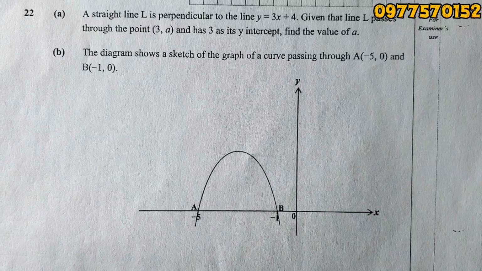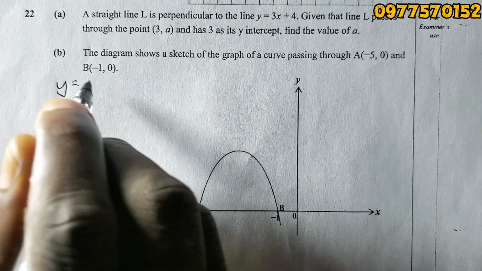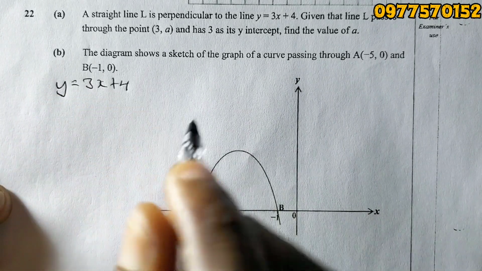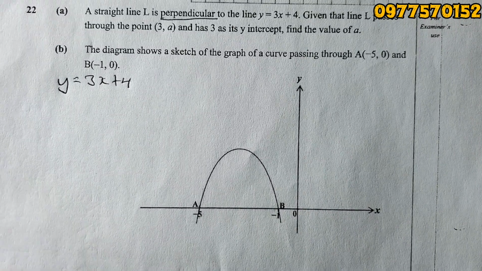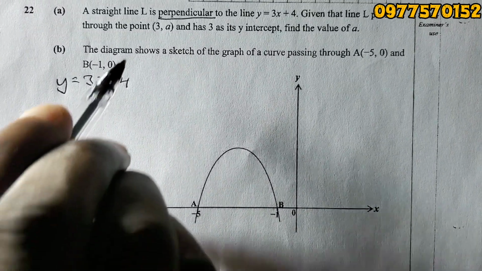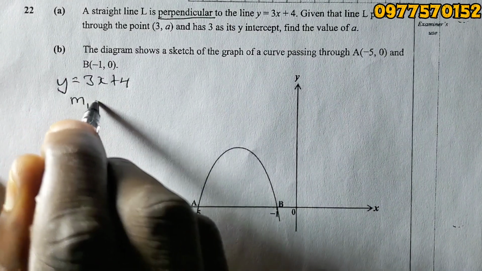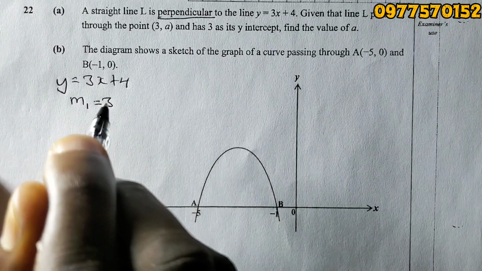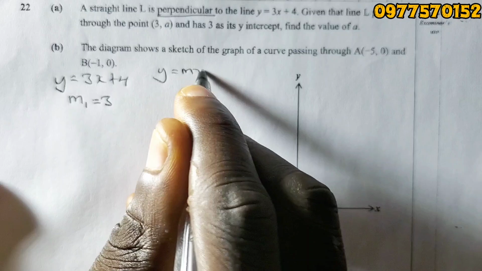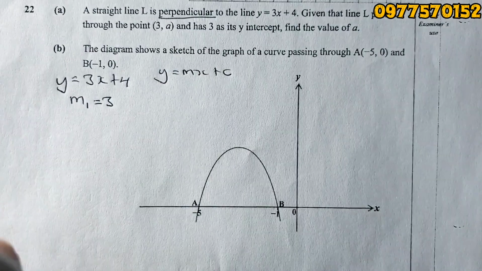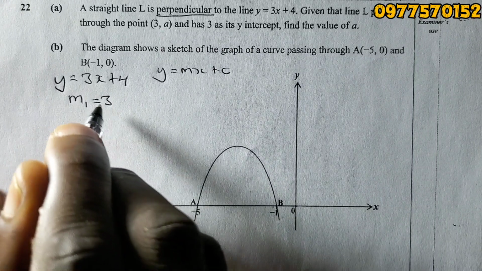This is simple. We're going to write the equation y equals 3x plus 4, and we are told that it is perpendicular. So to find the equation of the other line, line L, we are going to get the gradient from this equation, which is 3, because this equation is in the correct form, y equals mx plus c. Now we need to find the gradient for the second line.